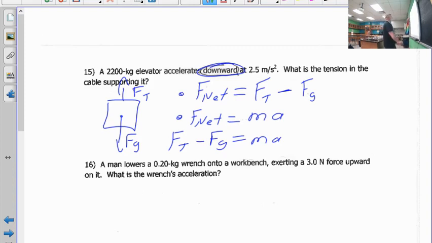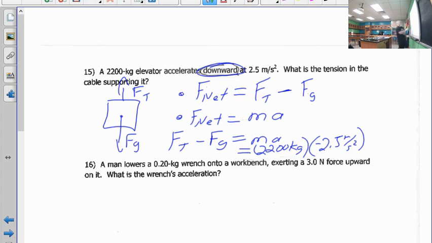There we go. Awesome, guys. Negative. So we rewrite this equation here for our mass. We're going to put in our 2,200 kilograms. But for our acceleration, we're going to put in a negative 2.5 meters per second squared.